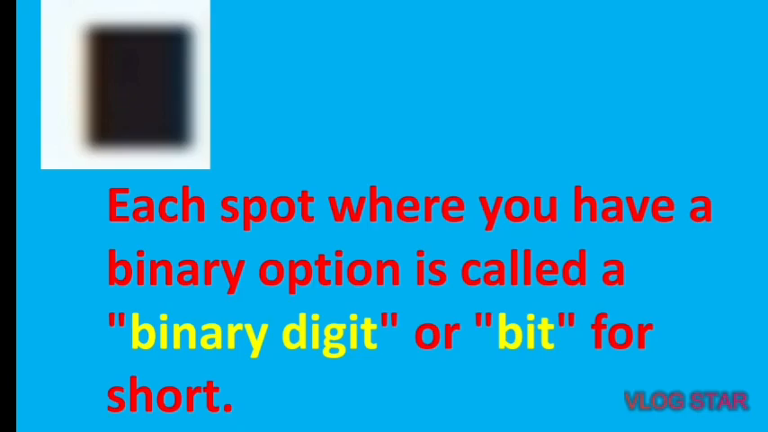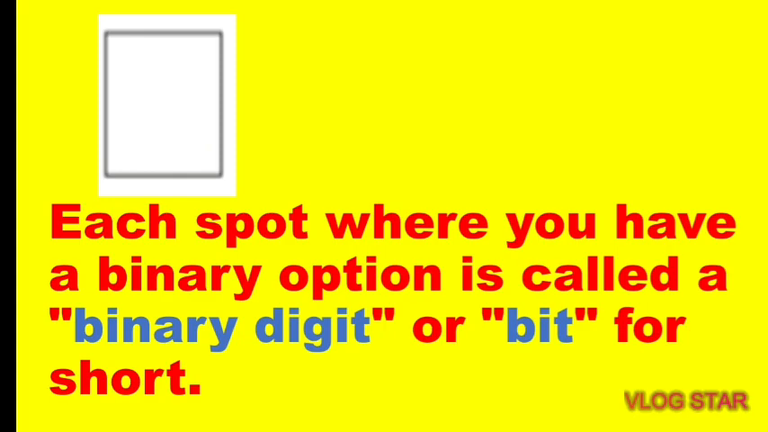Now, each spot where you have a binary option is called a binary digit. So we call those boxes a binary digit or bits. Remember, each spot where you have a binary option is called a binary digit or bits. So now I can say 8 bits make up one letter.